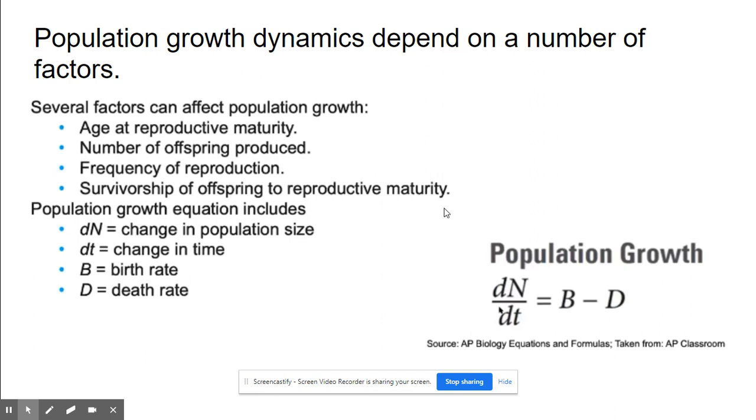The population growth equation is going to include four factors: dN, which is the change in population size; dt, which is the change in time. So it's how the population changes in size over a period of time, is going to be equal to the birth rate minus the death rate. And that's what the big B and the big D stand for, birth rate and death rate. And that will get you your population growth. How fast is your population growing? Your births minus your deaths.